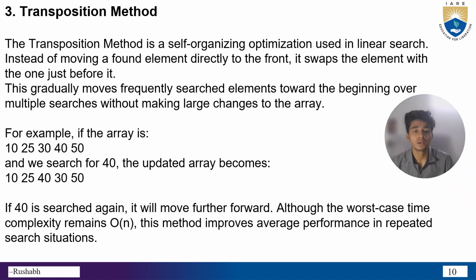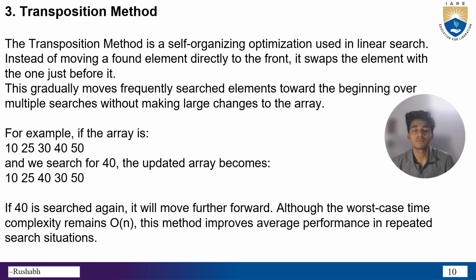Transposition method. The transposition method is a self-organizing optimization used in linear search. Instead of moving a found element directly to the front, it swaps the element with the one just before it. This gradually moves frequently searched elements towards the beginning over multiple searches without making a large change to the array.